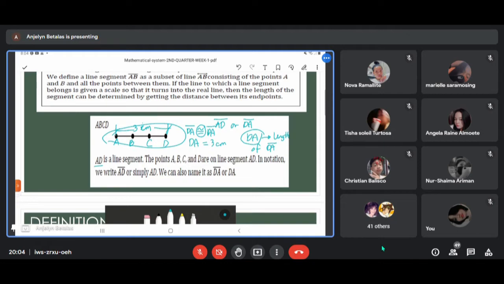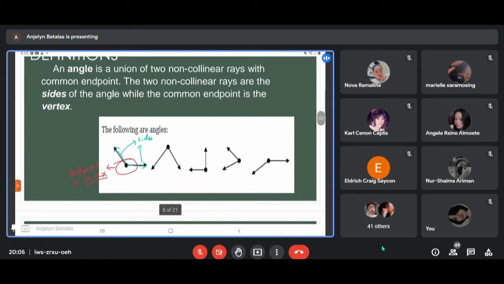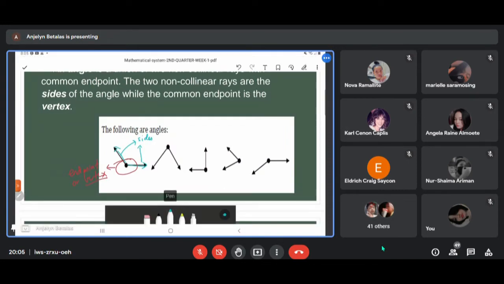Going back to angles, for example, this is angle A. The measure of angle A, so you're talking about its measurement. For example, this is 30 degrees. And another angle here, B. Assuming 30 degrees also, the measure of angle B is also 30 degrees.